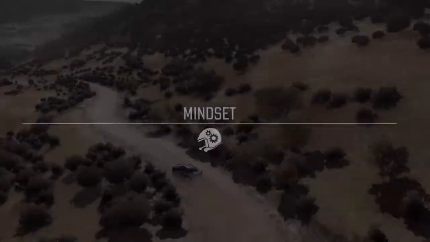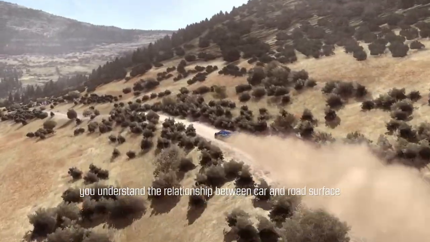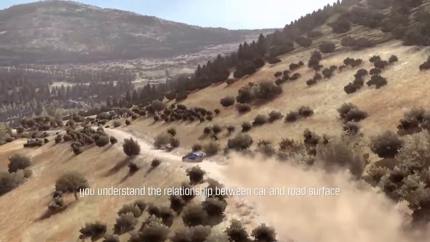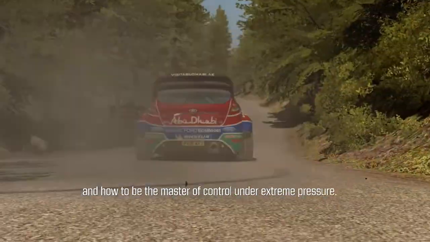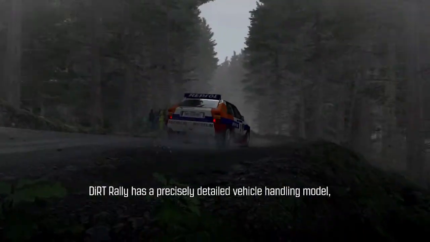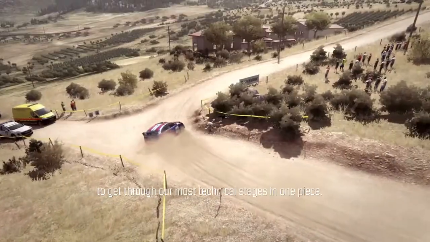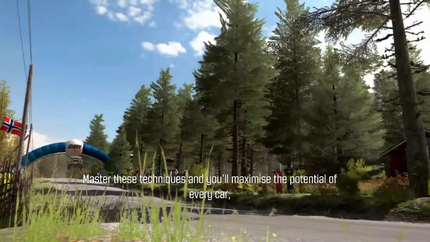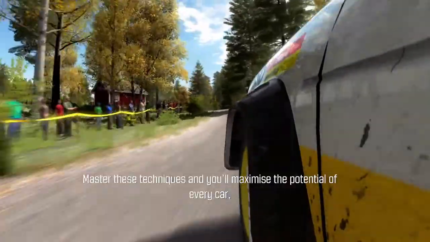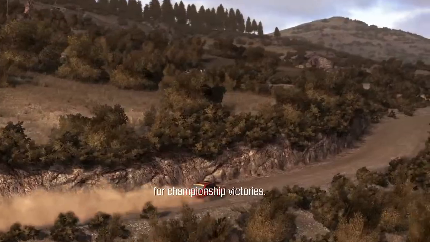Understanding the techniques used in rally driving will help you understand the relationship between car and road surface and how to be the master of control under extreme pressure. DiRT Rally has a precisely detailed vehicle handling model, so you will need to utilise real-world driving techniques to get through our most technical stages in one piece. Master these techniques and you'll maximise the potential of every car, allowing you to get better stage times and challenge for championship victories.